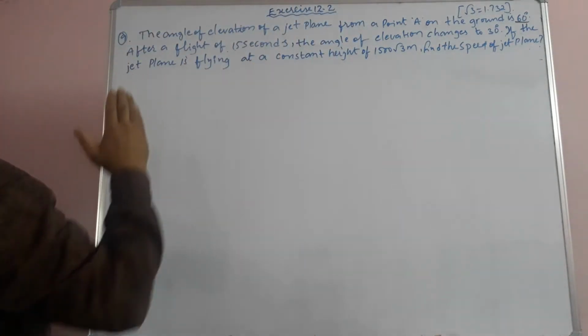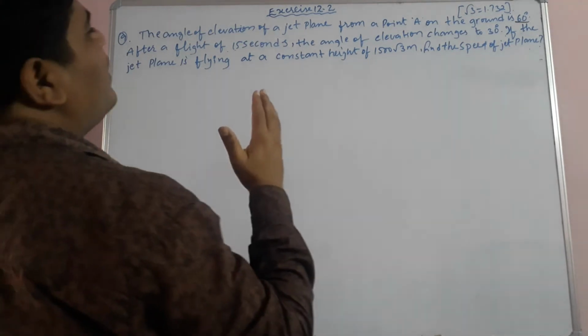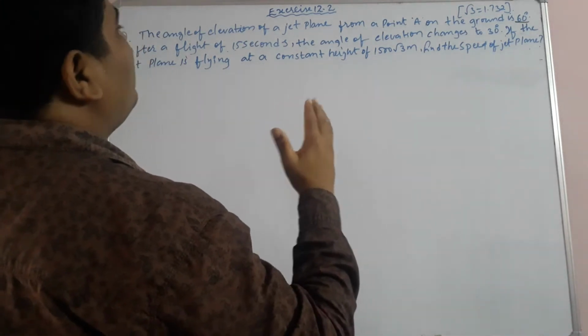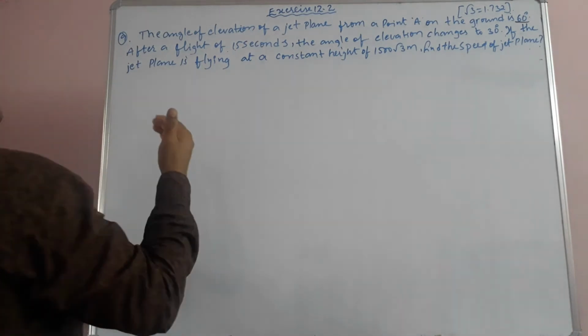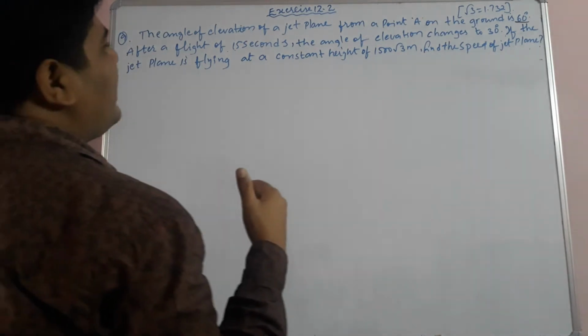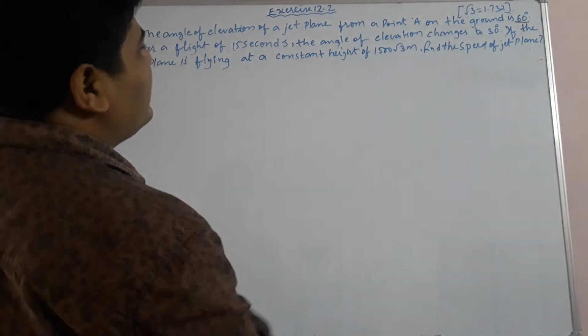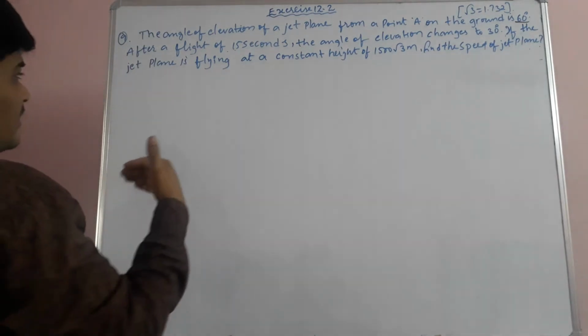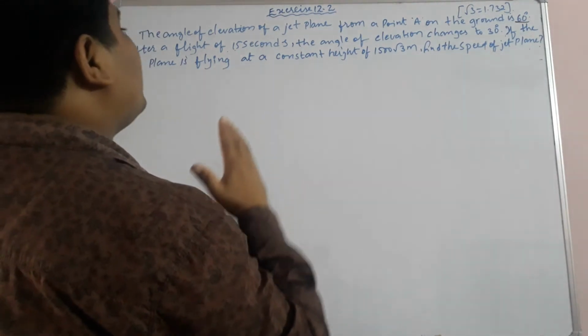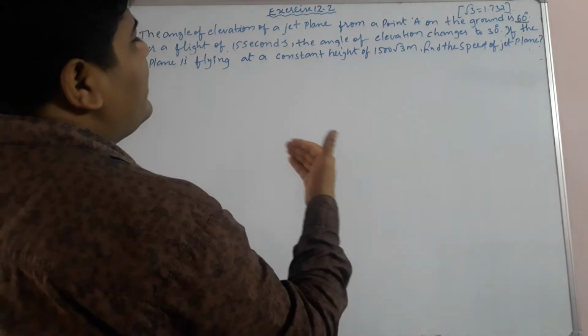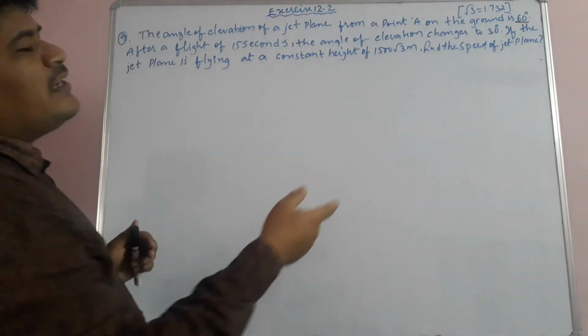The angle of elevation of a jet plane from a point A on the ground is 60 degrees. After a flight of 15 seconds, the angle of elevation changes to 30 degrees. If the jet plane is flying at a constant height of 1500 root 3 meters, then find the speed of the jet plane.